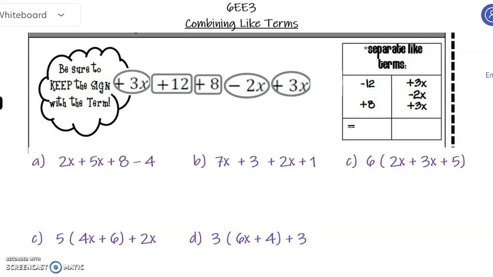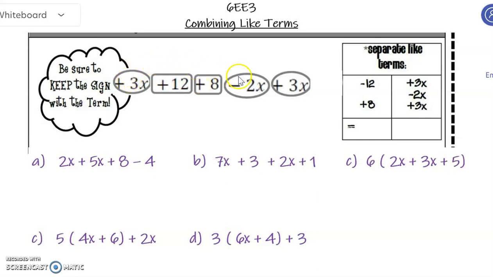Okay, and now we are going to combine like terms. Both the distributive property and combining like terms come from 6.EE.3. So we need to keep our sign with our actual term. When we combine like terms, you can see right here that this positive 3x is a coefficient and variable. That is the same as the minus 2x and the positive 3x here. However, the plus 12 is a constant and the plus 8 is a constant.